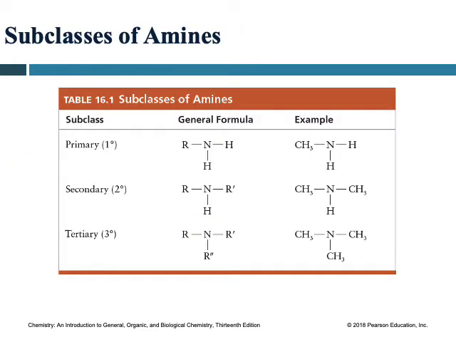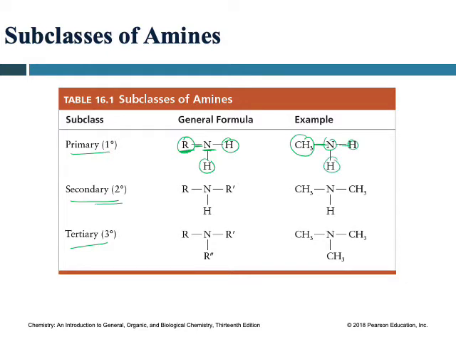So this is a table where you can see what is a primary amine, secondary and tertiary amine. This is the general formula. Here the nitrogen atom is directly attached to 2 hydrogens and 1 alkyl group. So this is a primary amine, and one example is CH3 attached directly to the nitrogen with 2 hydrogens.